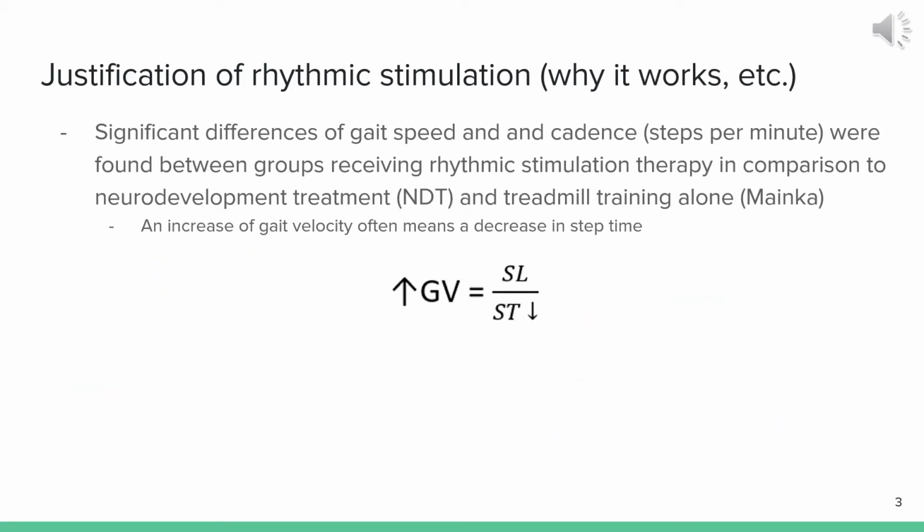Now, an important question to ask about rhythmic stimulation is, why does it work? What is the justification for using this? According to a study by Menka, significant differences of gait speed and cadence, which is the steps per minute, were found between groups receiving rhythmic stimulation therapy in comparison to neurodevelopment treatment and treadmill training alone. An increase of gait velocity often means that there will be a decrease in step time, as shown by the equation.